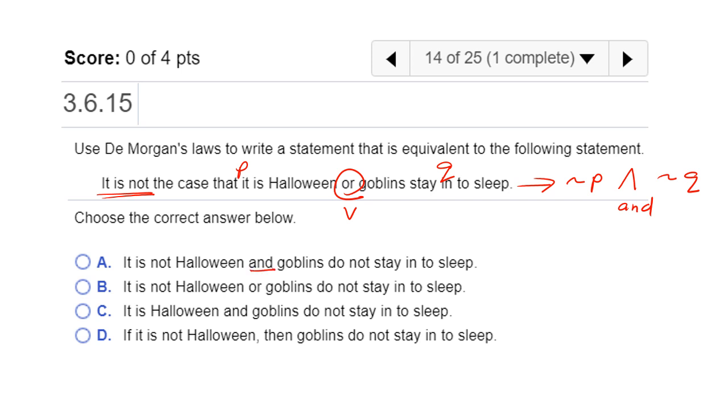Okay, it's possibly A, it cannot be B. It could be possibly C, but it cannot be D. There's no and. So I need to have and. Not P would come in the first part, so it is not Halloween. And then not Q, goblins do not stay in to sleep. That would be answer choice A.